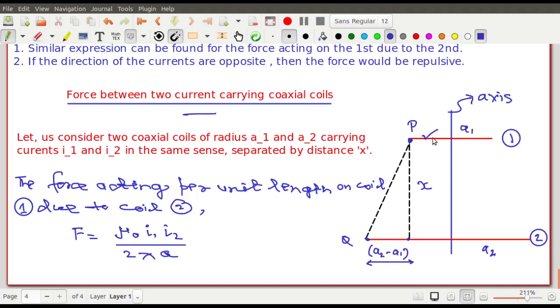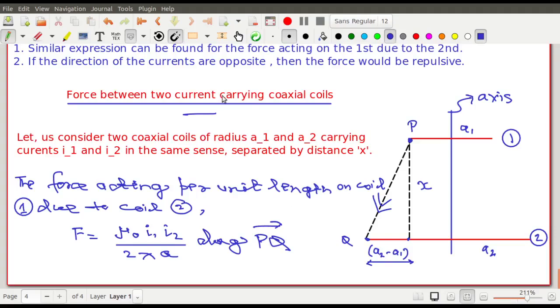On whom is the force acting? The force is acting on coil 1 due to coil 2, and you know that the force is attractive. So that is why the force should be along this direction, meaning which direction? Along PQ. Got it? Force acting on coil 1 due to coil 2, so it will be towards coil 2, attractive. It is along PQ. This is the force acting per unit length.